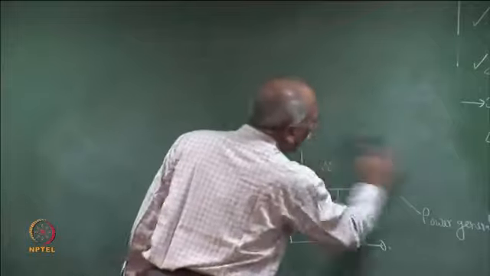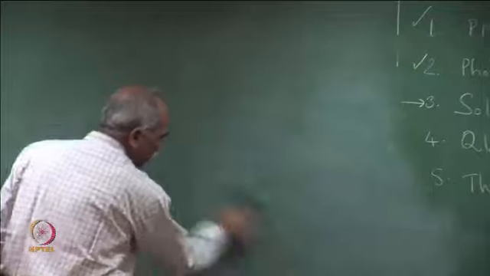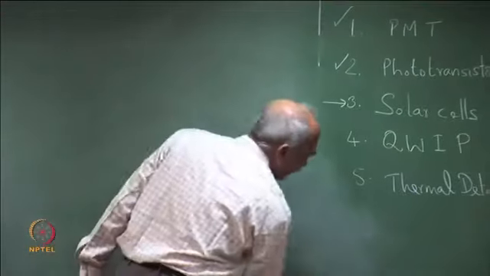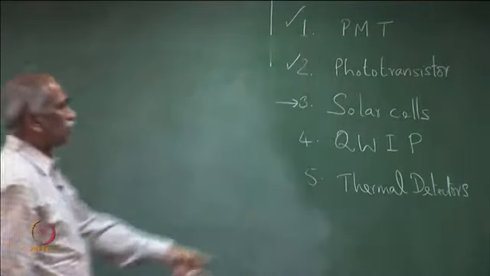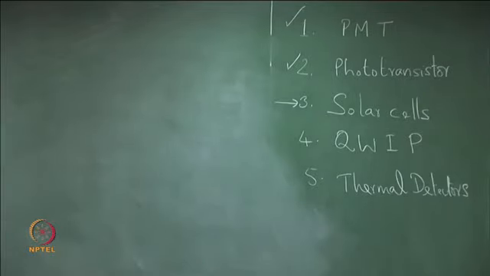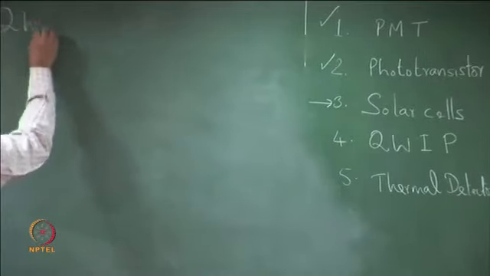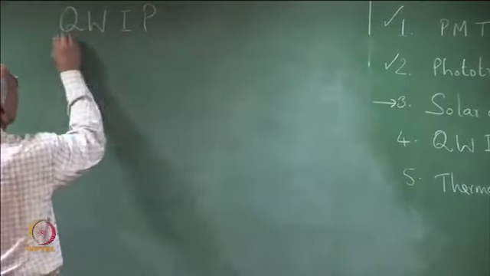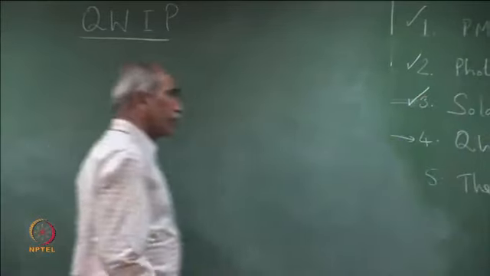So, let me move over to the next detector. Very briefly, we are just discussing these various detectors. One can go to various references for further details, but these are very close to the discussion which we already had. That is why I am just bringing them one by one. In the remaining 10 minutes or so, let me go to the next detector, which is the quantum well infrared photodetector.